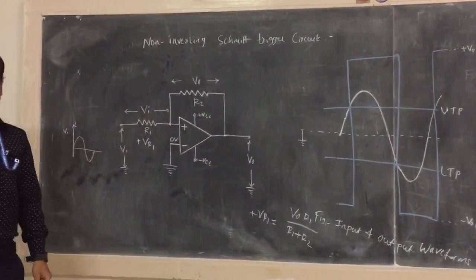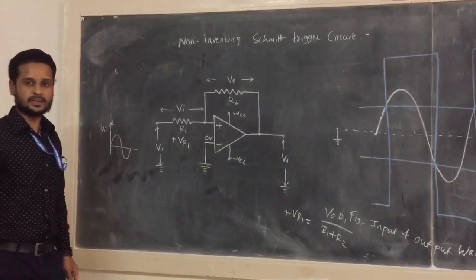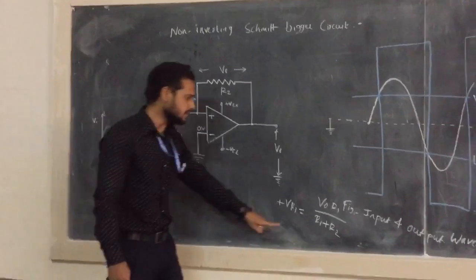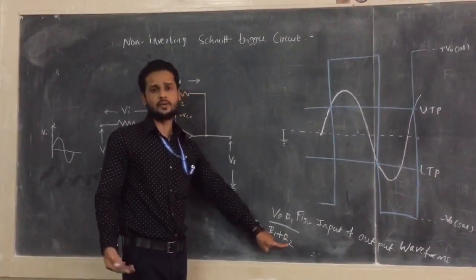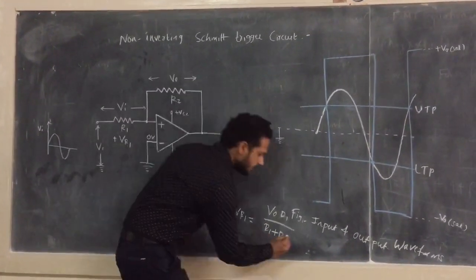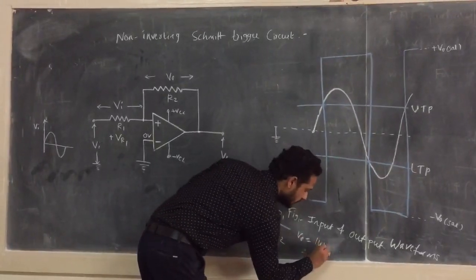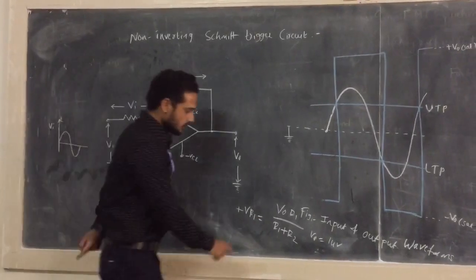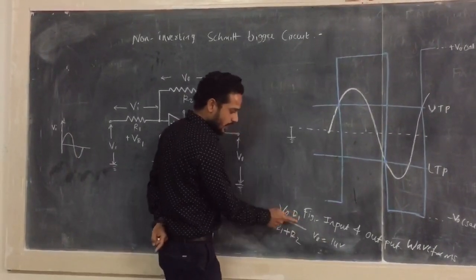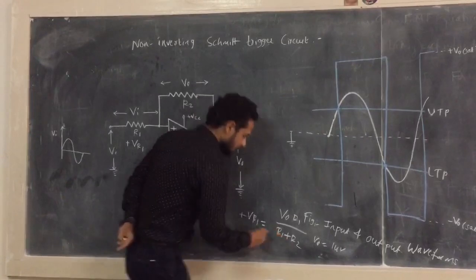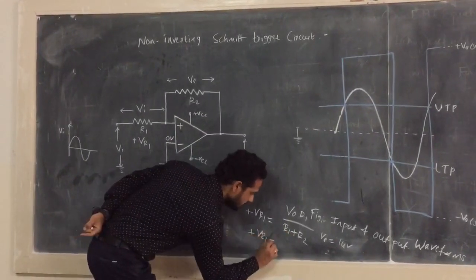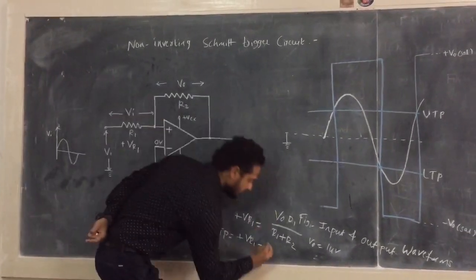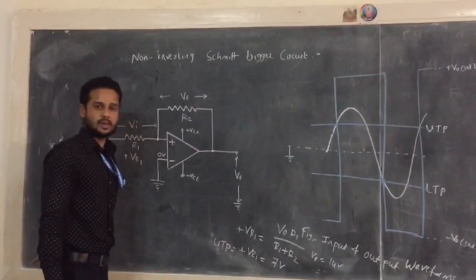Here also the condition remains the same as that of the inverting Schmitt-Trigger circuit. The values of R1 and R2 must be equal. So consider equal values of R1 and R2, either 1 kilo ohm or 10 kilo ohm. Let us say the value of the output voltage is 14 volts. You can consider any value of output voltage for your own analysis. Right now the output voltage is 14 volts and the values of R1 and R2 are equal. Now calculate plus VR1 here, that is nothing but your upper triggering point or upper triggering voltage. Here you will get it as 7 volts. It will be plus 7 volts.